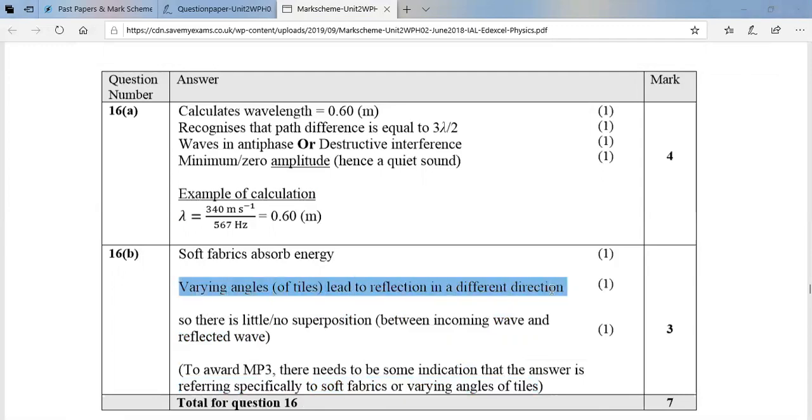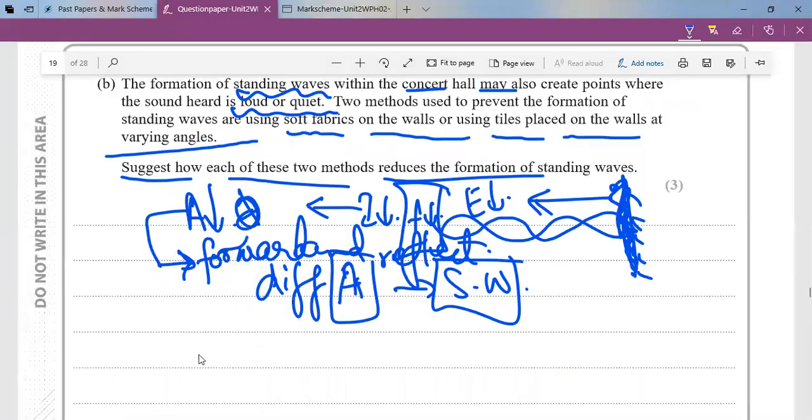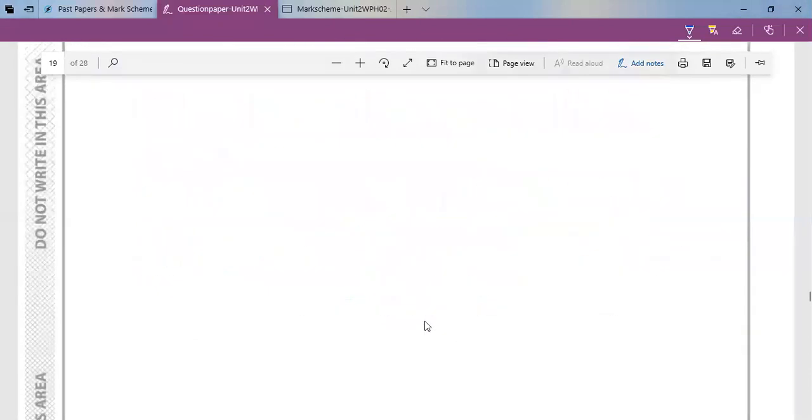So varying angles of tiles, this part, Johanna, we missed out this point. Varying angles would cause the reflected sound to be reflected at other angles. Of course, if you applied them at different angles, it won't allow the sound to be reflected in the same direction, but might cause the sound to be reflected in some other direction. Okay, and this completes the question.